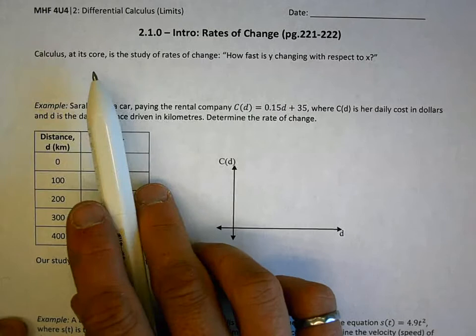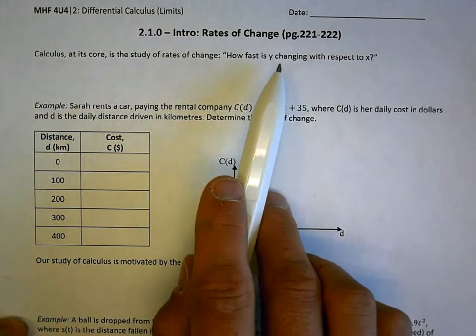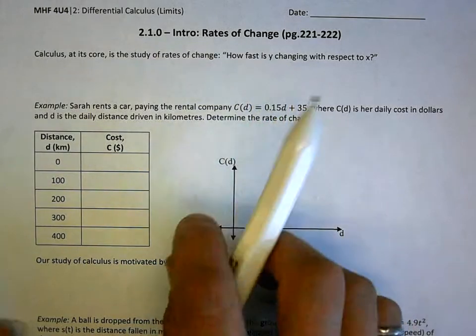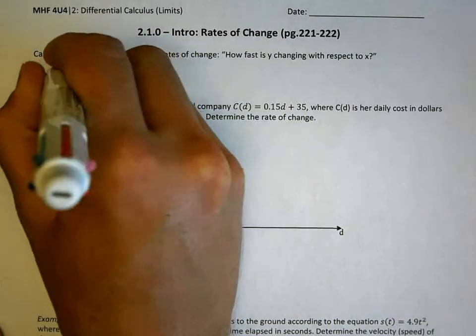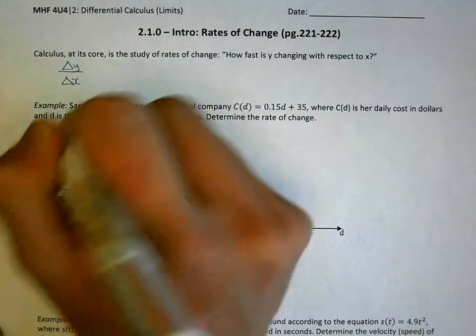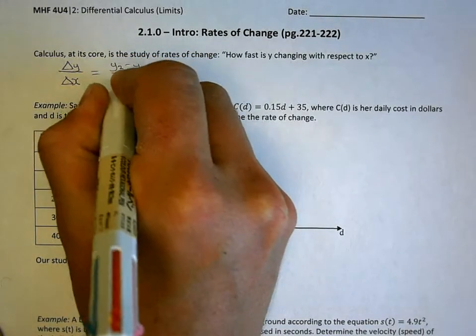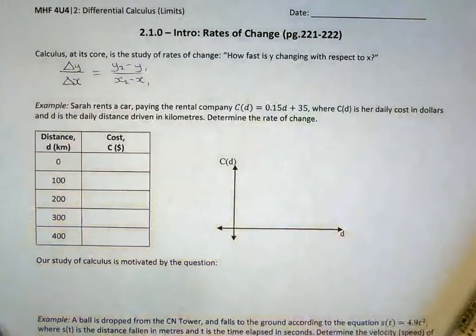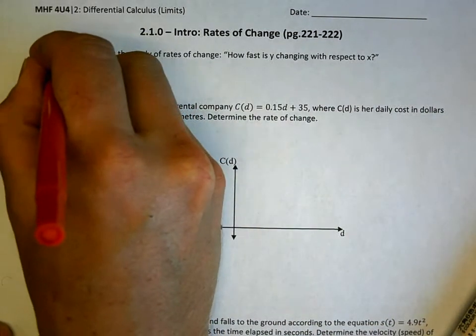Calculus is at its core a study of rates of change. How fast is something, like y, changing with respect to x? Now, one way we can look at this is delta y over delta x, which you've learned in grade 9. The slope formula, y2 minus y1 over x2 minus x1. This delta, you guys should know this.